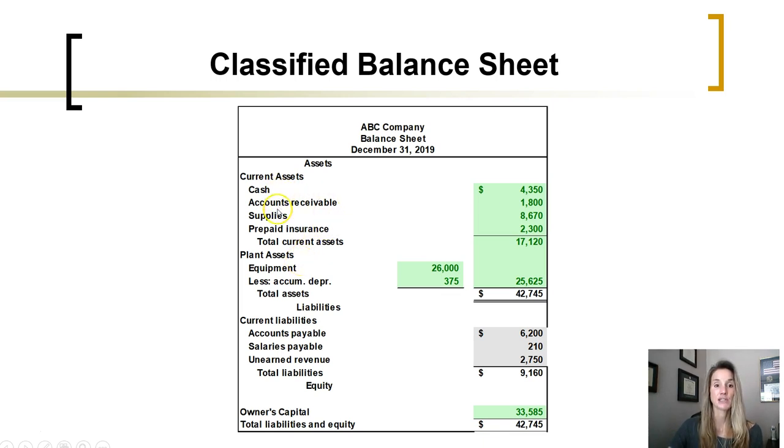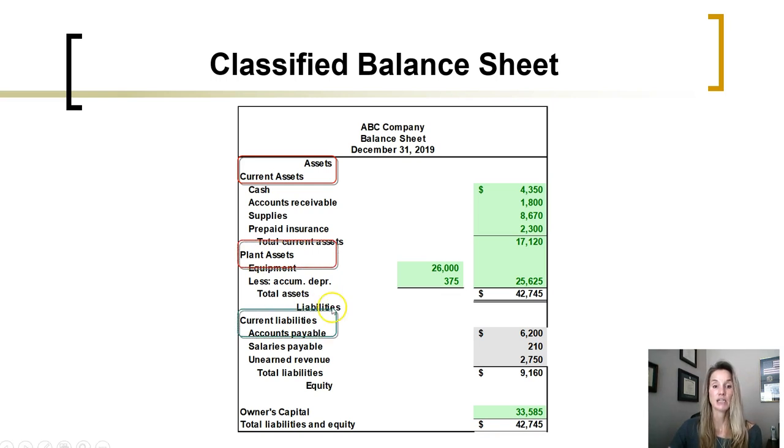Within the current assets section, we are seeing the assets that the company intends to use up or convert to cash sometime within the next year or operating cycle. And then we're seeing here listed the plant assets, or the assets that the company owns that it intends to hold on to and use in operations beyond the next year.